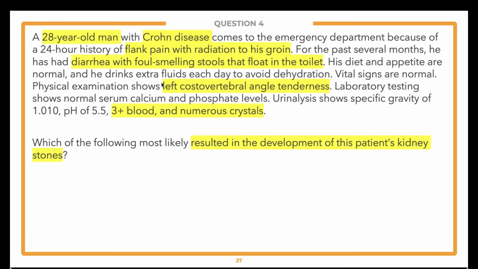And on physical exam, again, left CVA, costovertebral angle tenderness, also points more towards the kidney stone picture. And you see blood in the urine with numerous crystals. Interesting. So what is making this connection? How am I going to connect one to the other? How does Crohn's disease, or is there something else that I'm missing, trigger this kidney stone? All right, so let's look at the options here. Let's break it down, and then let's try to get to the answer.